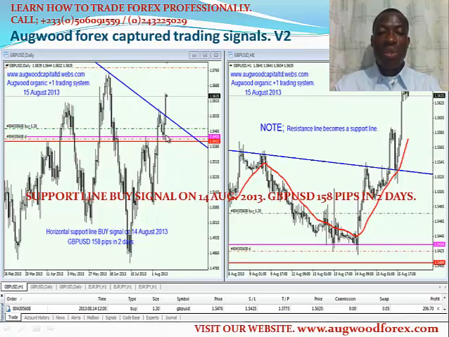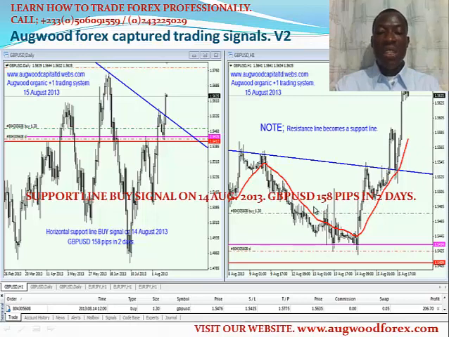That's support line 1 and support line 2, as you can see in detail here. With these support lines 1 and 2, we were able to get another buy signal. This support line buy signal on 14th of August 2013 on pound USD made 158 pips in 2 days.